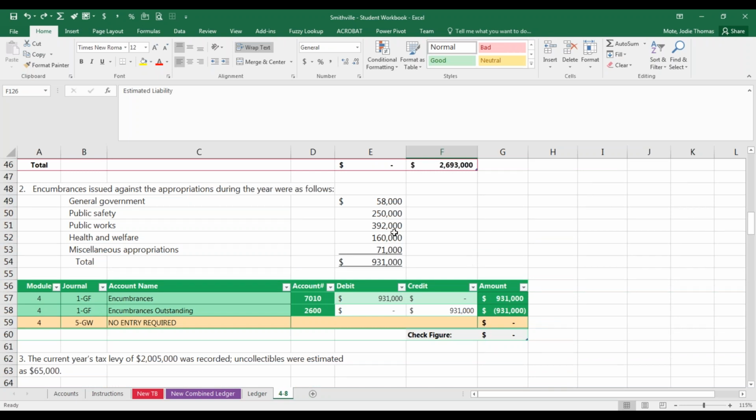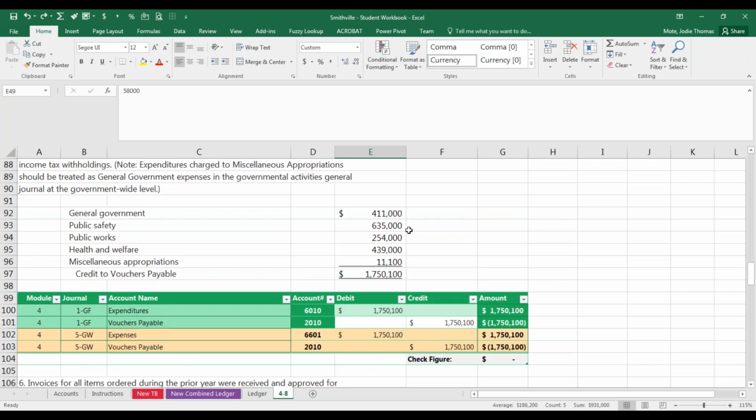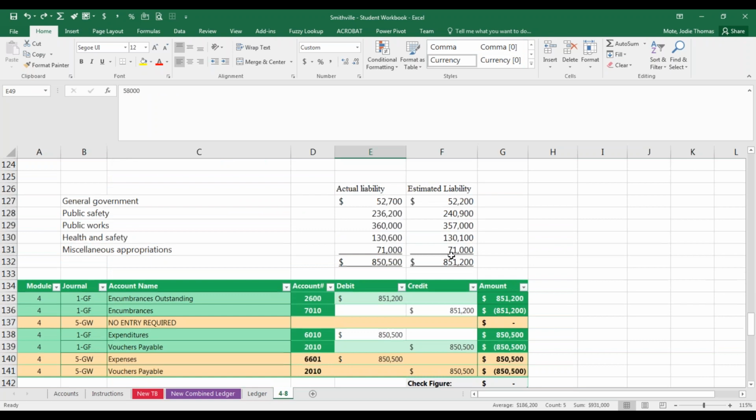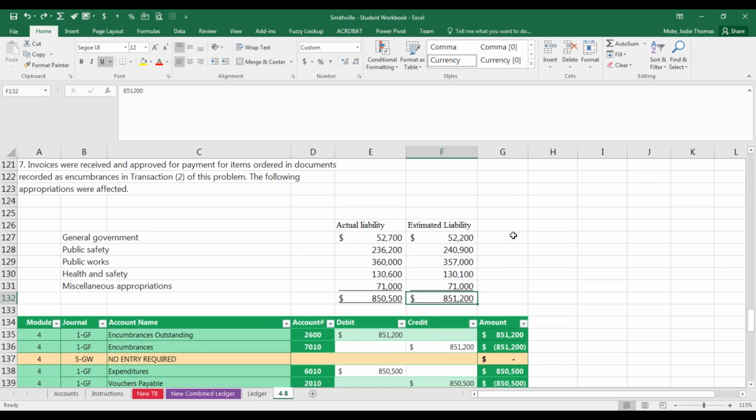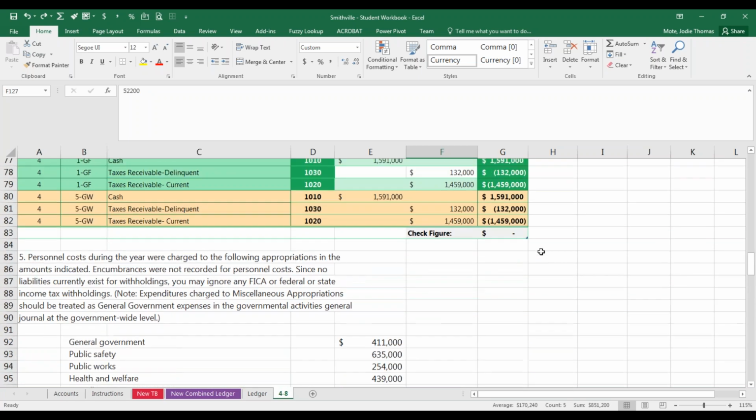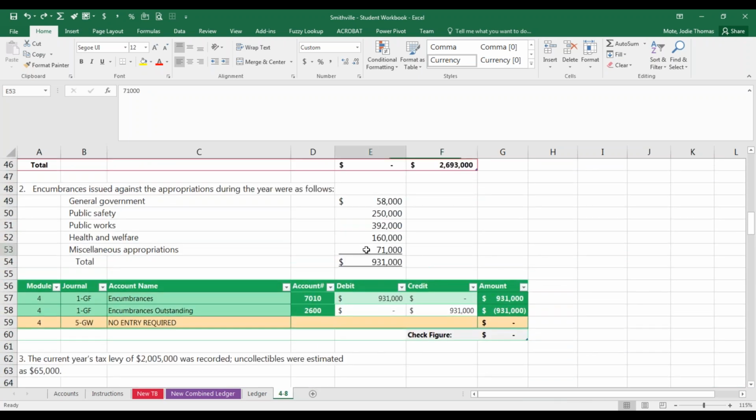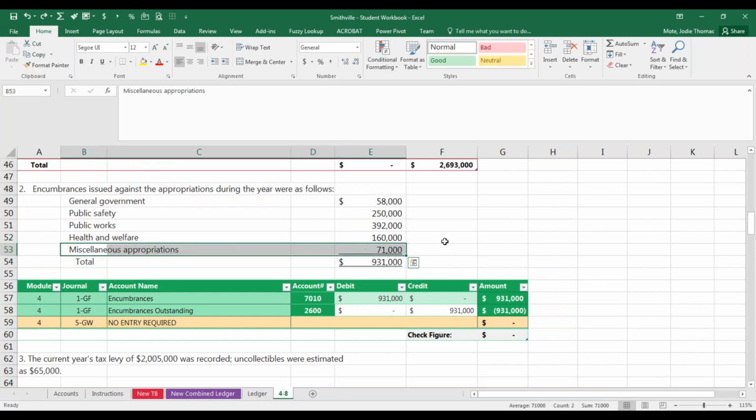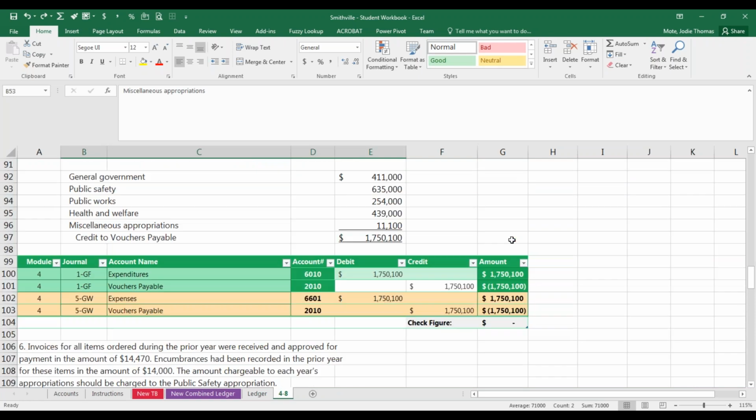Oh, right. So I see. So it's saying that we recorded 931,000 up here, but what 931,000? What this problem is saying is that the problem above represented X amount of orders for these following departments. Well, what this is saying is that only a portion of these orders have been filled, and we've received invoices for those orders. So if you go back up here and look, 71,000 miscellaneous appropriations, that's the only one that is being filled.